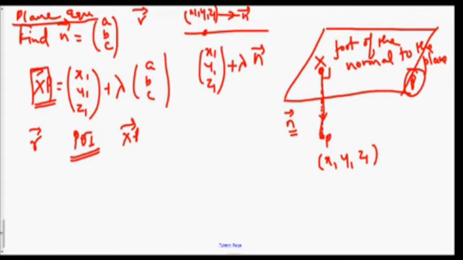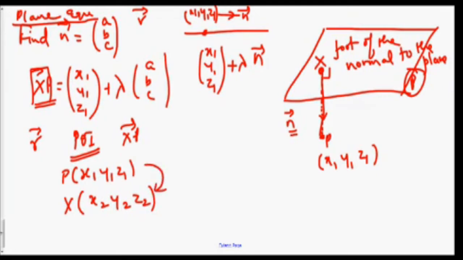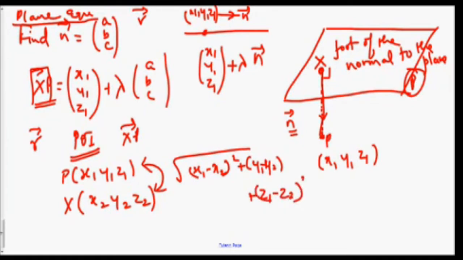Now you know the point p, which is x1 y1 z1, and you know the point x, say x2 y2 z2. Then you know how to find the distance between these two points, right? Root of x1 minus x2 the whole square plus y1 minus y2 the whole square plus z1 minus z2 the whole square. So this is what you find to get the shortest distance from the point p x1 y1 z1 to the plane.